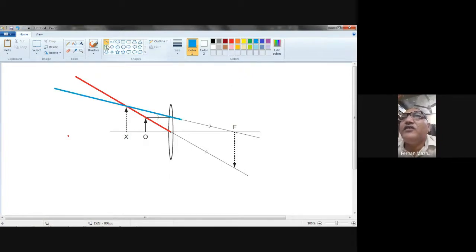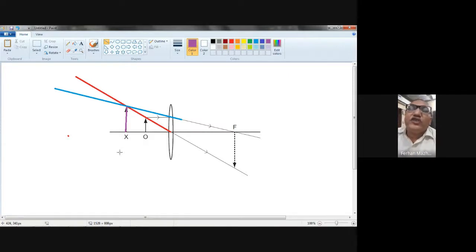Okay. So here I will have my image. So my image will be here. Here will be the image. Do you understand? So the image will be at the position X because this image is formed on the same side of the lens where you have the object. And so this image will be a virtual image.